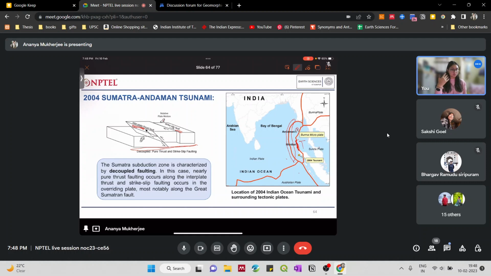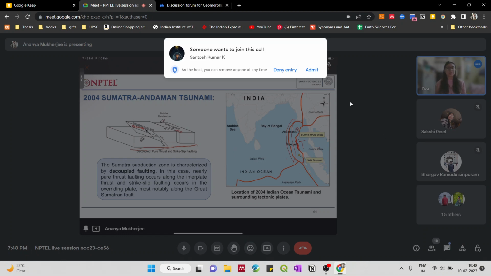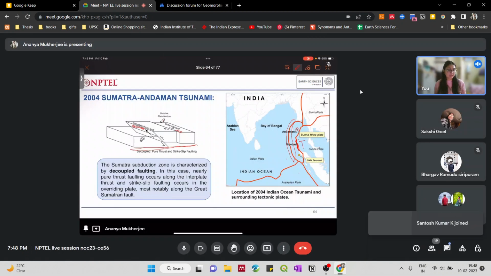Okay, so these processes have happened on earth throughout its entire history, but right now it is important for us to know because it is causing risk to life and property. So it is important for us to understand plate tectonics and how it is affecting us, and how it is affecting the earth processes also.